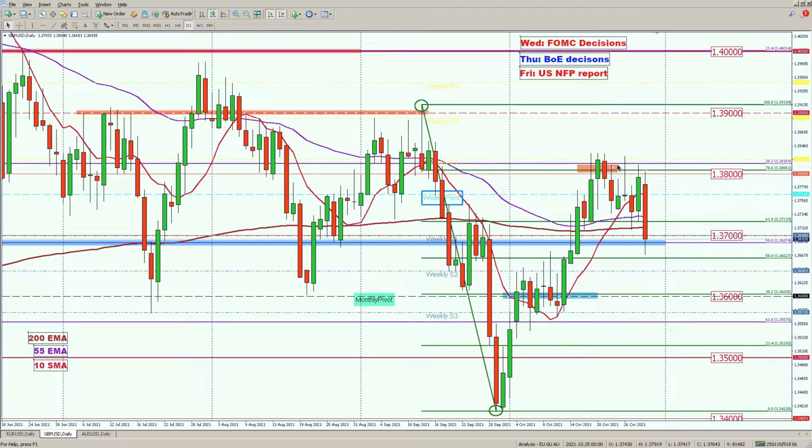All right, so this resistance zone is still valid. Support for now is here, and there's further support down below at this month's pivot. It's going to be updated on Monday, but that was right at the 136 as well.